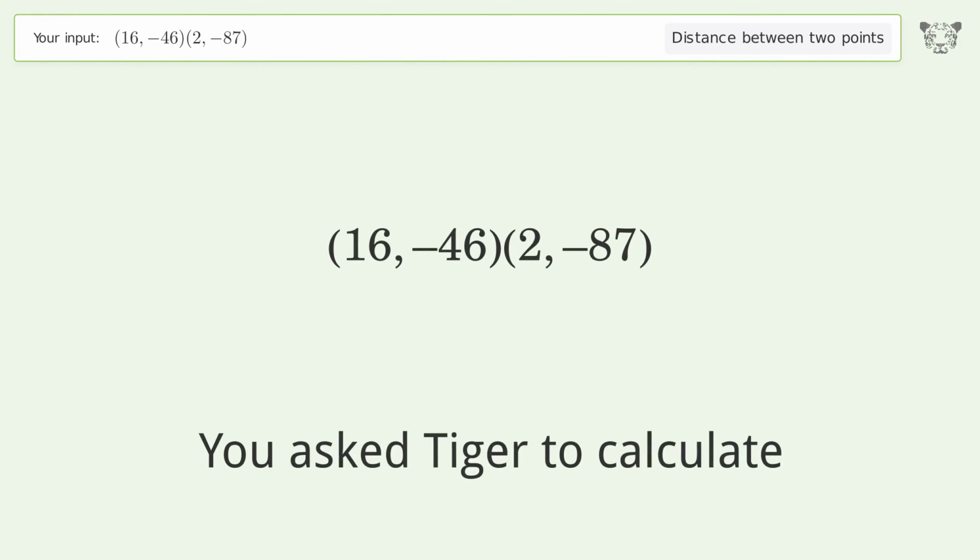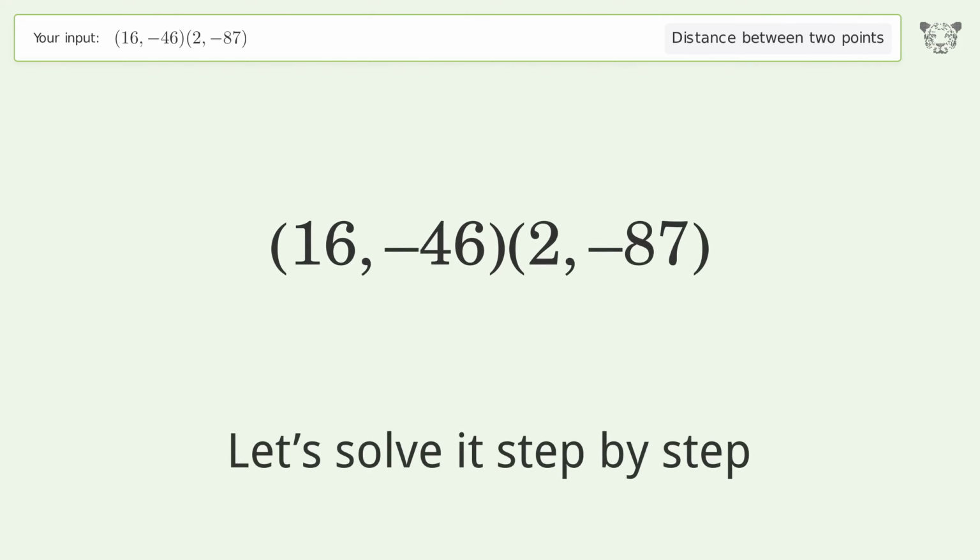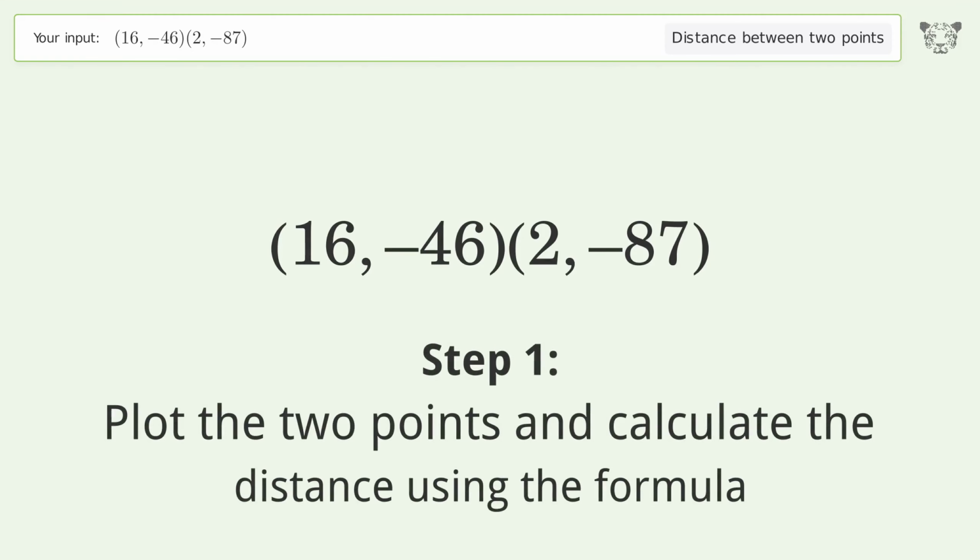You ask Tiger to calculate. This deals with the distance between 2 points. The distance between the 2 points is the square root of 1877, or 43.324. Let's solve it step by step. Plot the 2 points and calculate the distance using the formula.